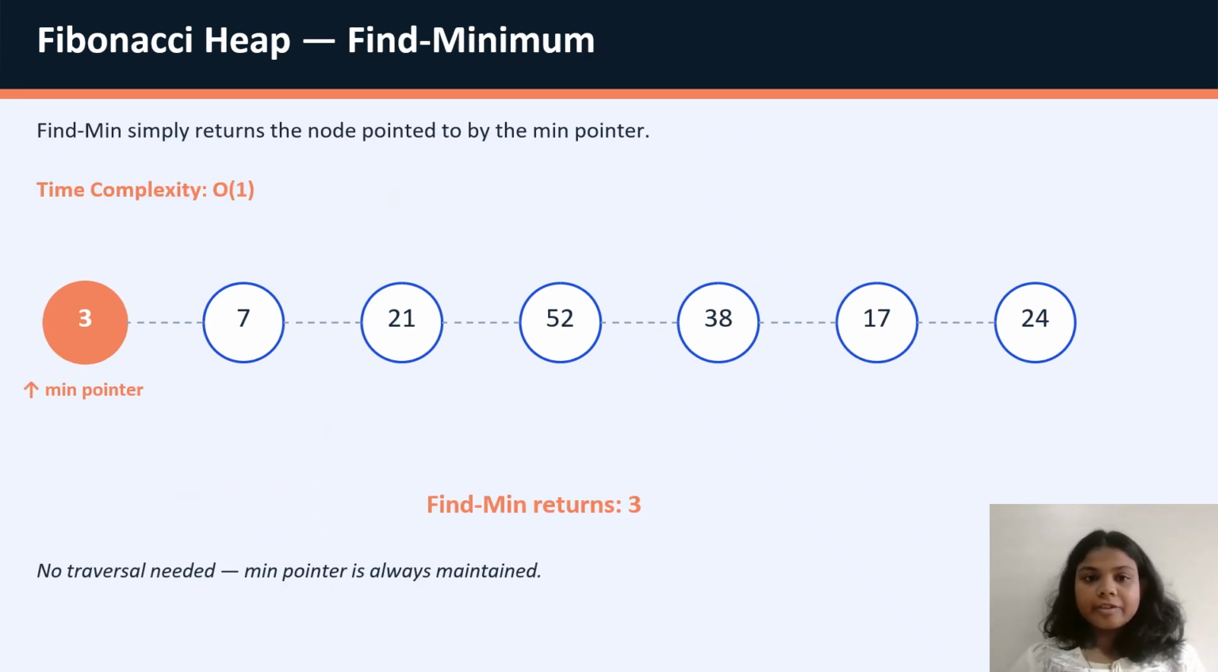And then find minimum. In the find minimum operation, we simply return the node pointed to by the minimum pointer. Since the heap always maintains a pointer to the smallest element, no traversal is required. In this example, the min pointer points to 3, so find min returns 3. Its time complexity is O(1).